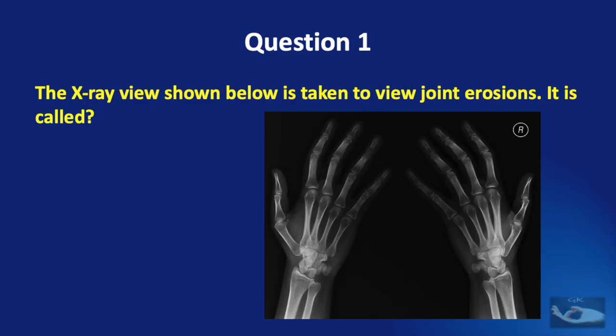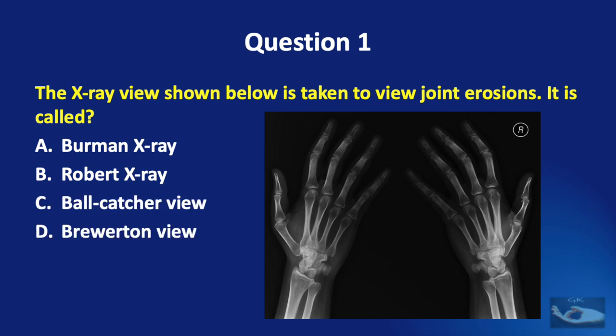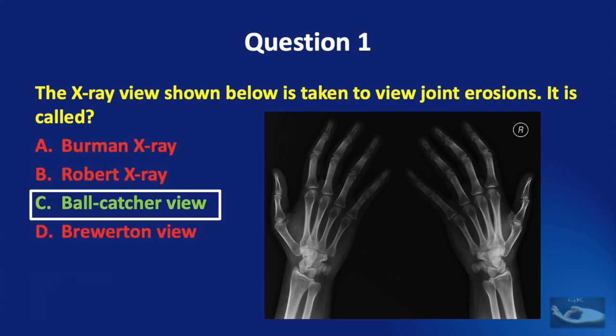Question number 1. The X-ray view shown below is taken to view joint erosions. It is called Berman X-ray, Robert X-ray, ball catcher view or Brewerton view. And the correct answer is the ball catcher view.